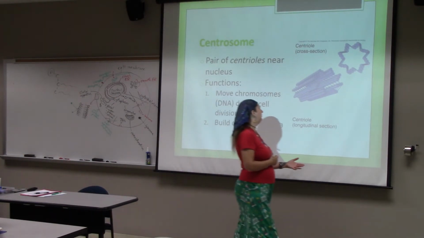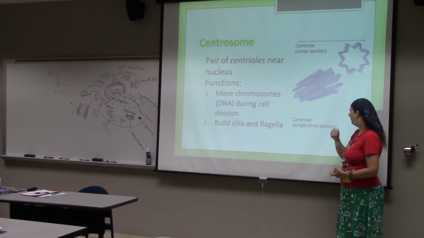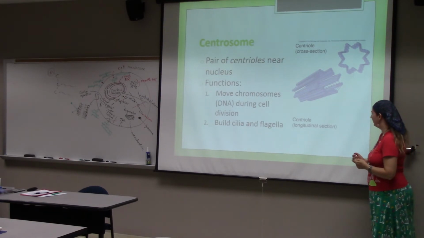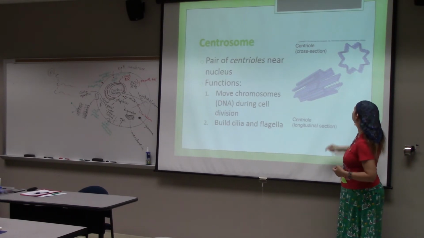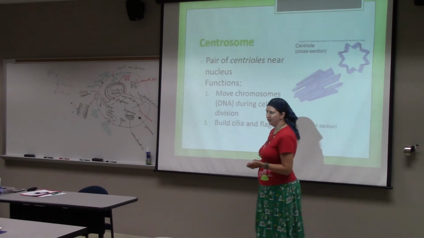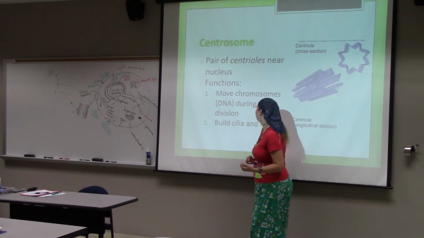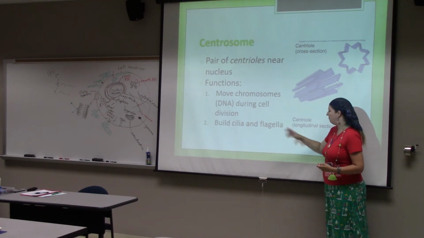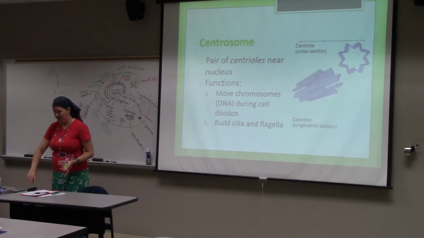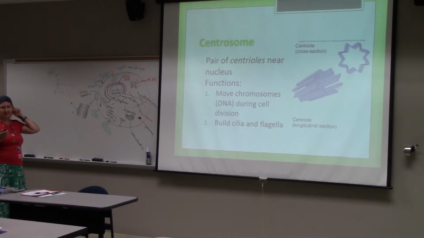In a more detailed view, it's basically a bunch of sticks that make the cylinder. Those are microtubules, like in the cytoskeleton in general. Centrosomes are used to move the chromosomes, which is the pieces of DNA, during cell division. And they build other parts of the cytoskeleton, including cilia and flagella, which are our next ones.